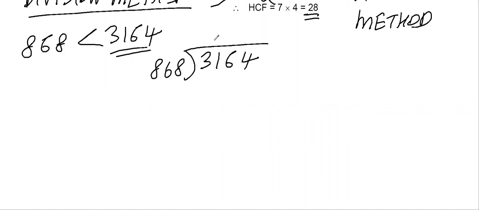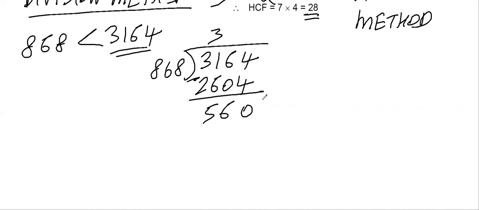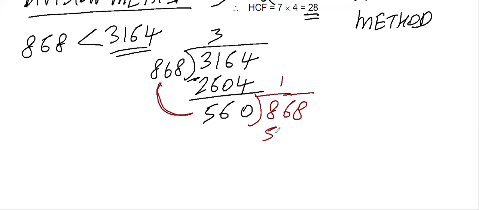So 868 times 3 gives 2604. When I subtract, I get 560. Now the next step: I will interchange, and bring 868 here as the dividend, with 560 as the divisor. 560 times 1 is 560. Again I will do subtraction, and I get 308.